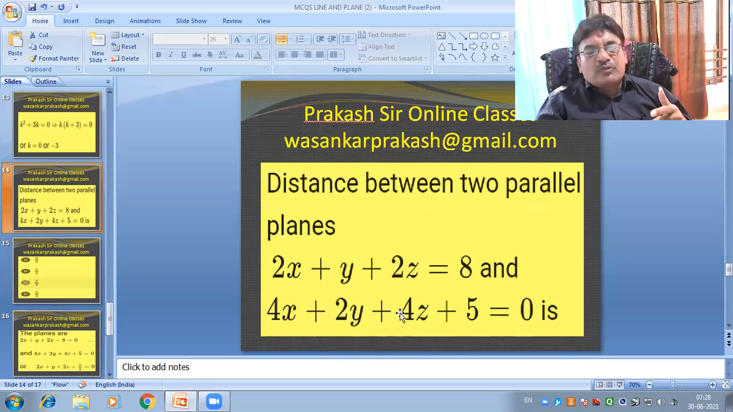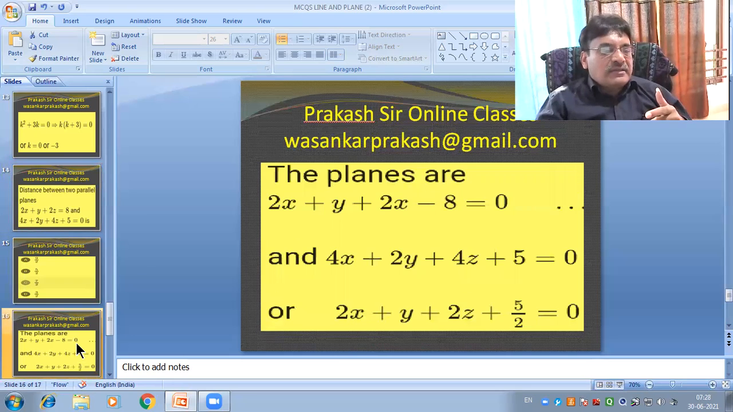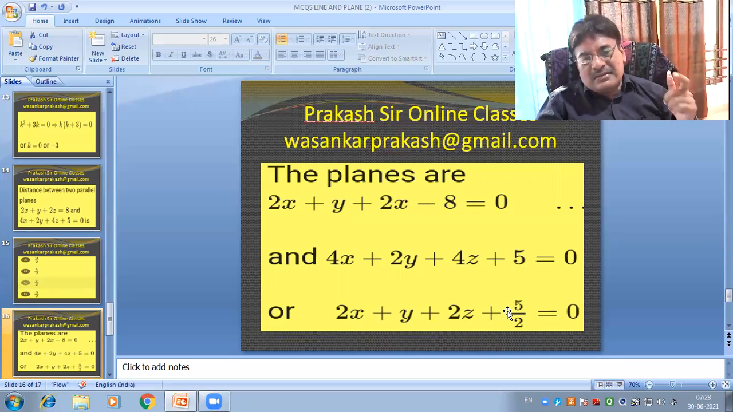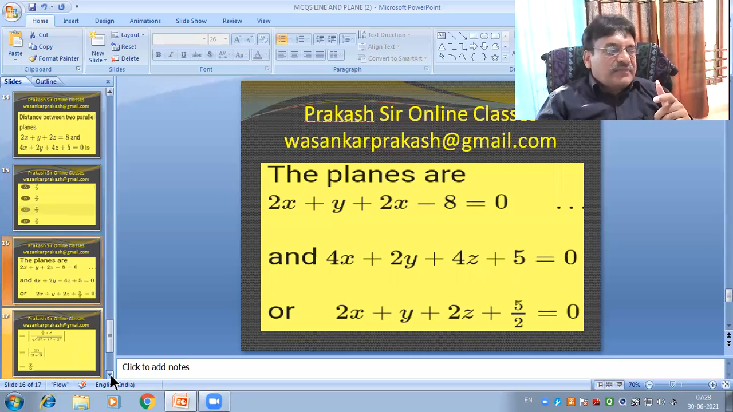Then divide both sides by 2. So we get 4x upon 2, that is 2x; 2y upon 2, the 2 gets cancelled, so plus y; 4z upon 2, so we get 2z plus 5 by 2 equals to 0. We observe that in these two equations the coefficients of x, y, z are equal, only the constant term differs. Then we find the distance between these two planes.